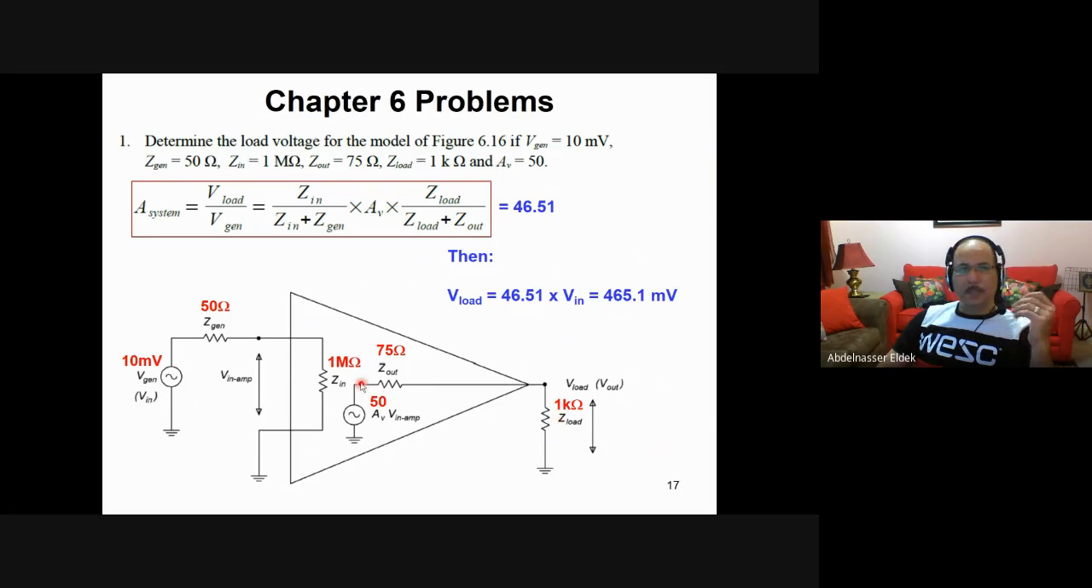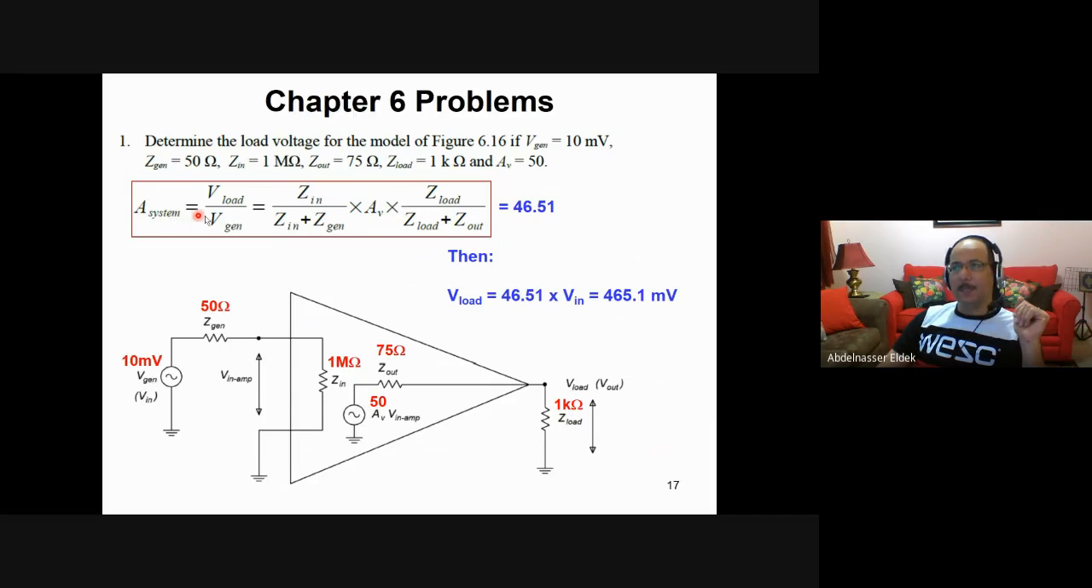The last part in this chapter is just some problems. For example, here, I believe we need to calculate the load voltage. I want to calculate this voltage. So how do I calculate the voltage? I can use this formula to calculate the amplification A for the system, and then multiply it by the input. This will give you the output.